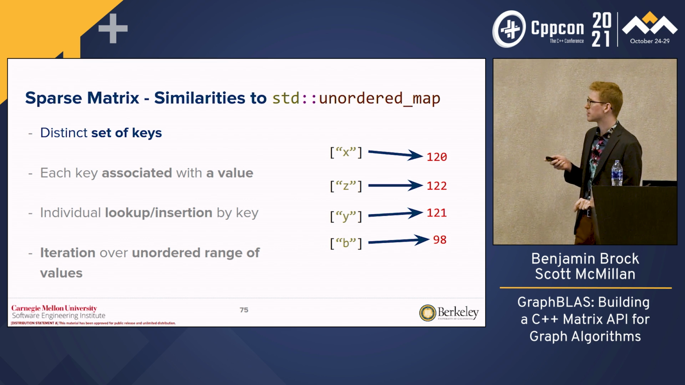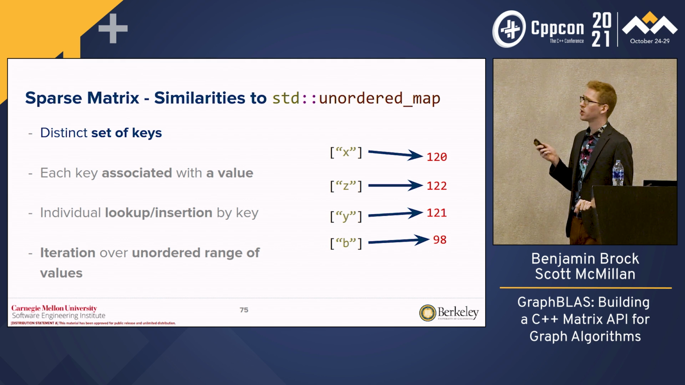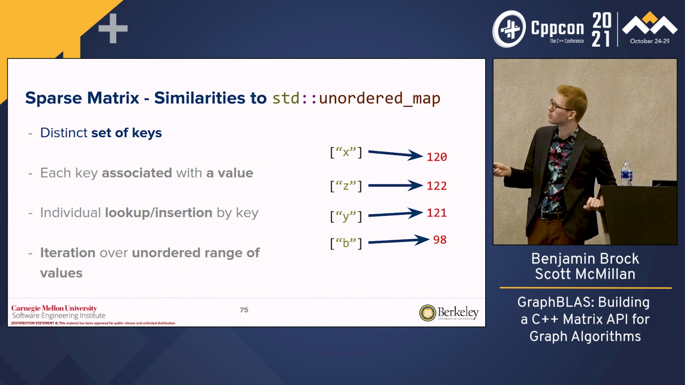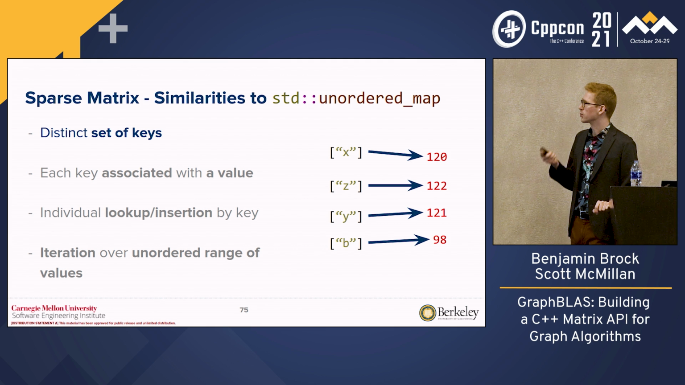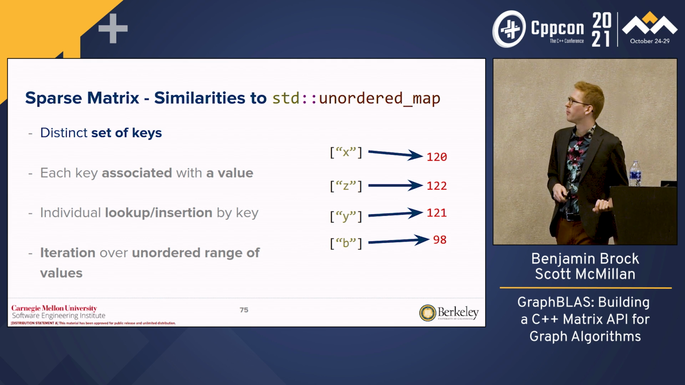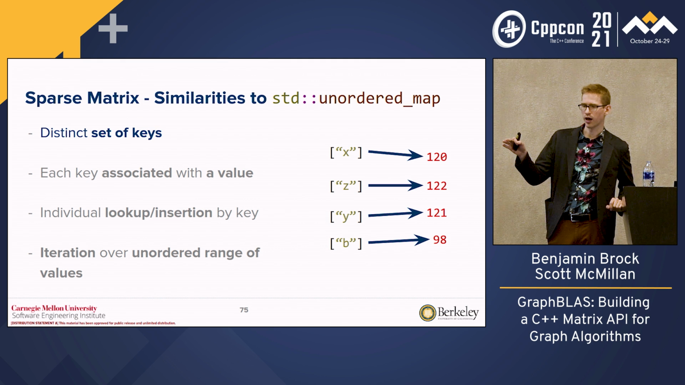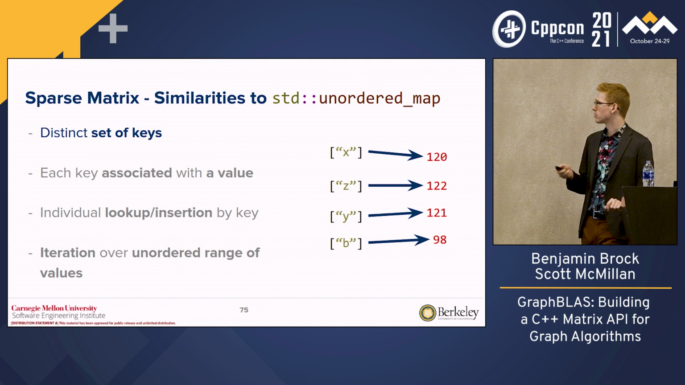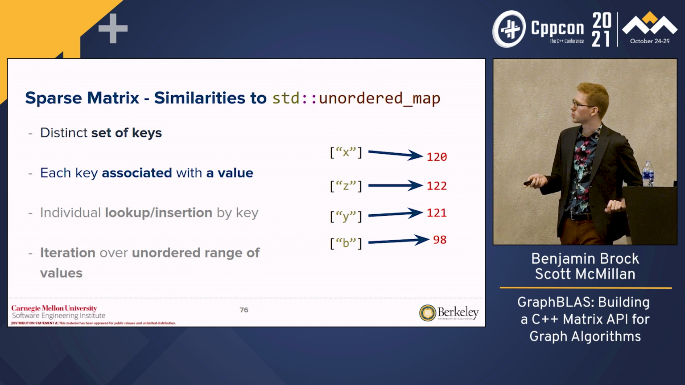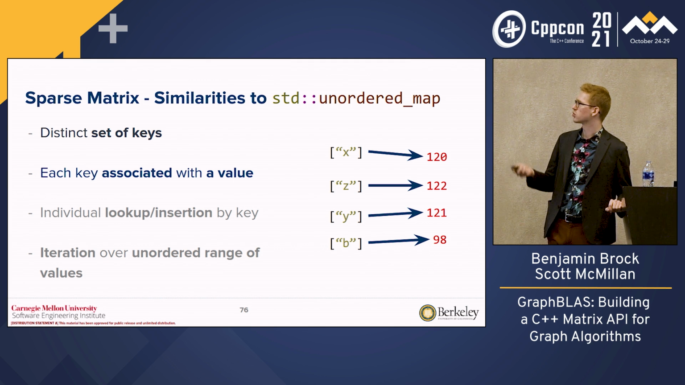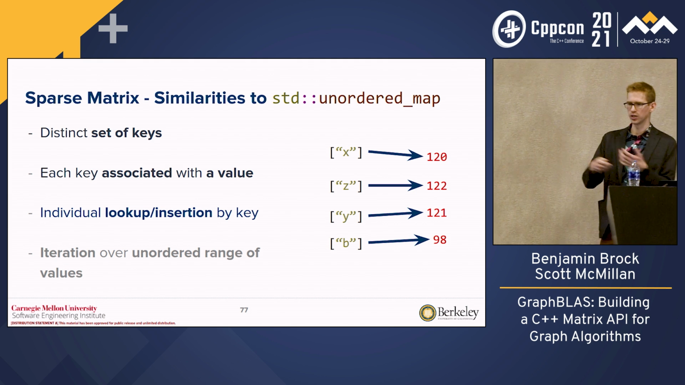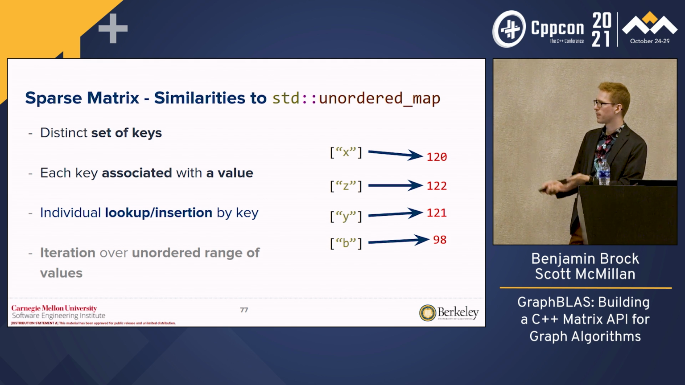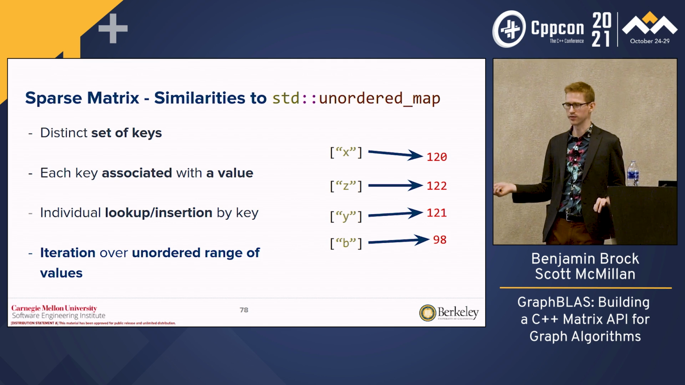Okay. So next, when talking about some of the attributes of matrices, I want to quickly compare and contrast with what you would get if you tried to implement a sparse matrix using an unordered map. So what are the attributes we have in an unordered map that are interesting to us here? The first thing we have is a distinct set of keys, right? So we have here a bunch of strings, x, z, y, b, which are stored in this data structure, and each key has associated with it a value, right? So we decided x will have the value 120, and so forth. And what are the things we can do? Well, just like with the matrix, we can ask, does this map have a key in it? And we can also iterate over this unsorted range of elements.